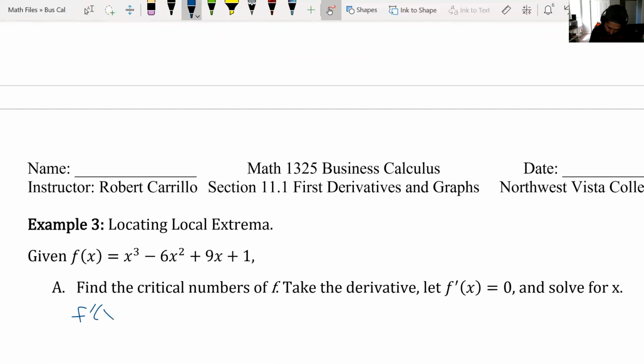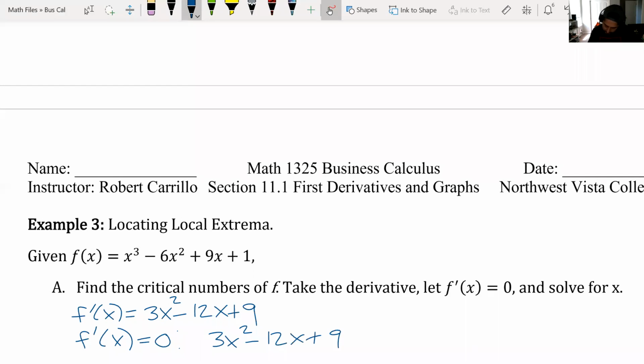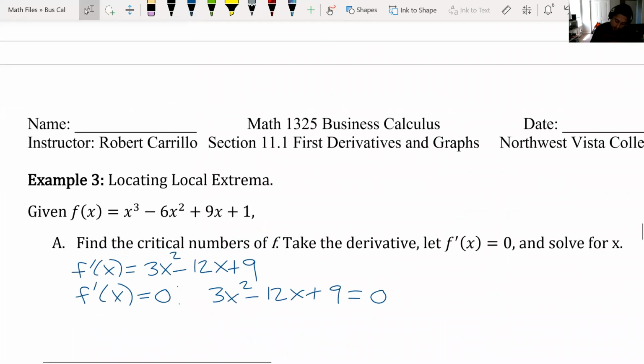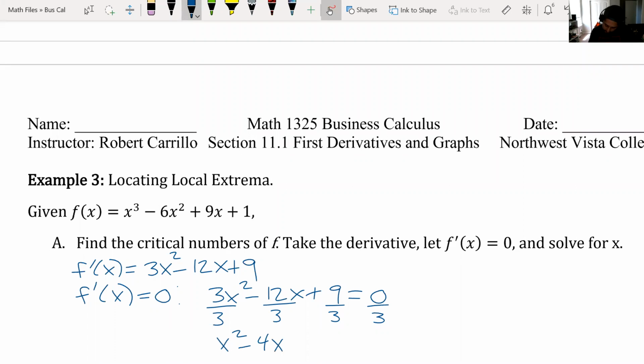So take the derivative: 3x squared minus 12x plus 9. Set the derivative equal to 0. 3x squared minus 12x plus 9 equals 0. We see that this has a greatest common factor of 3, so divide by 3. We get x squared minus 4x plus 3 equals 0.